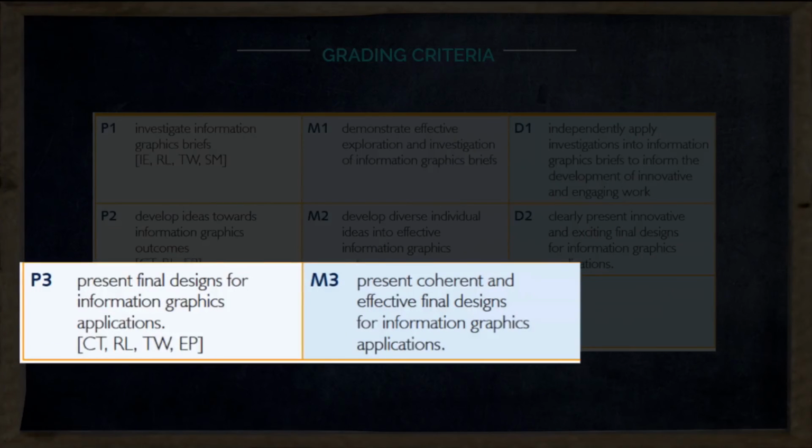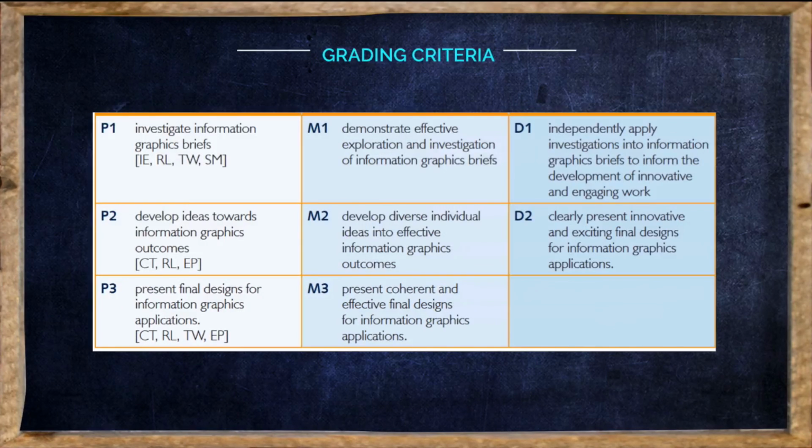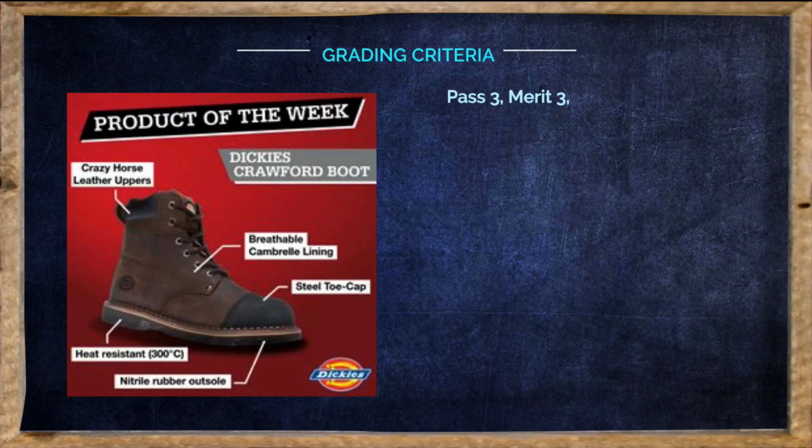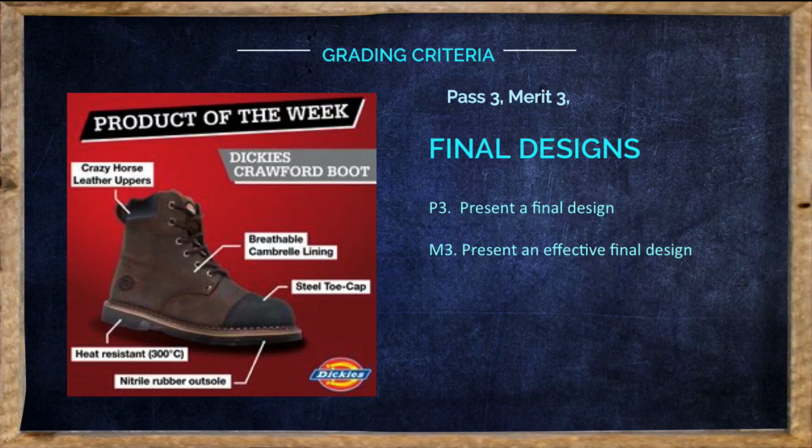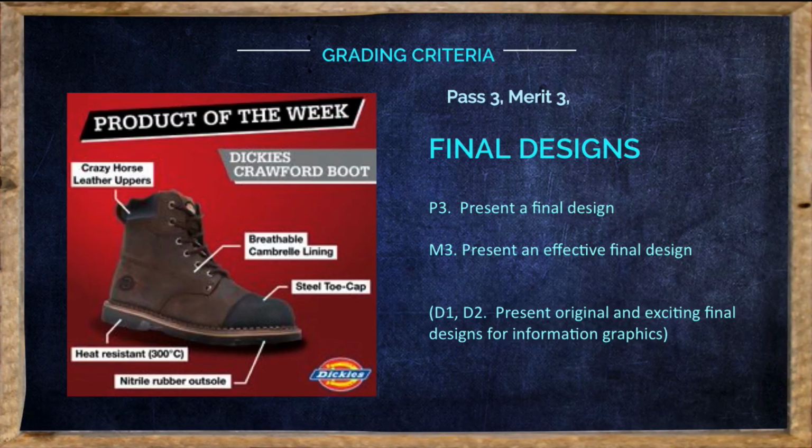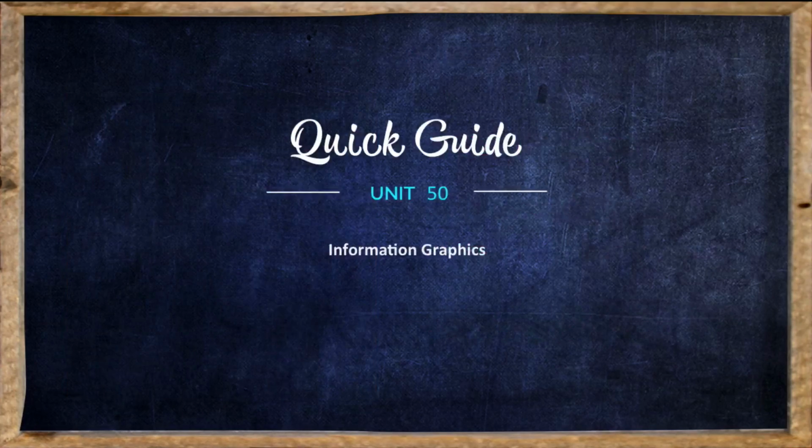For Pass 3 and Merit 3, present final ideas for information graphics, and Merit 3, present coherent and effective final designs. Basically, Pass 3 and Merit 3 is your final, obviously, and you need to present a final design and you need to make it effective to get the merit. Now, if you get the merit on that and the distinction on the others, you've got a distinction, and it's quite an easy distinction because it's almost identical to the other unit you're studying. So get it right and you pick up 2 units, get your distinctions in. That is Unit 50, Information Graphics.